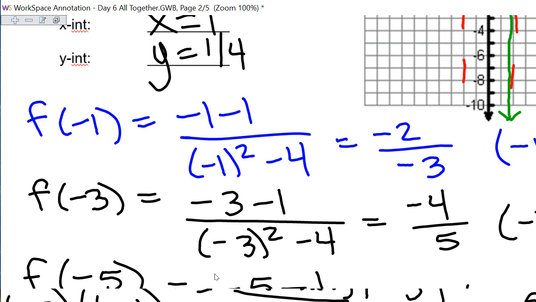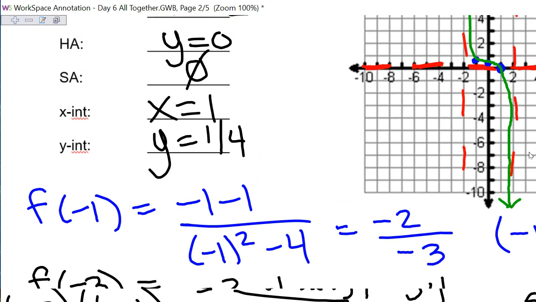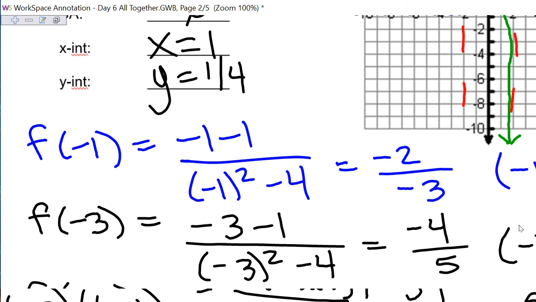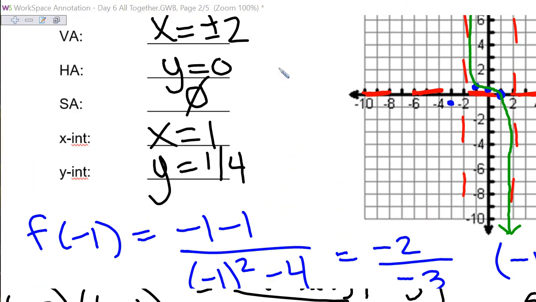Let's see if that's enough points for us to tell what's happening. Let's plot those 2 points: negative 3, negative 4/5, and negative 5, negative 2/7. What do you think's happening? It's curving between the horizontal asymptote and the vertical one. So let's go ahead and curve it.